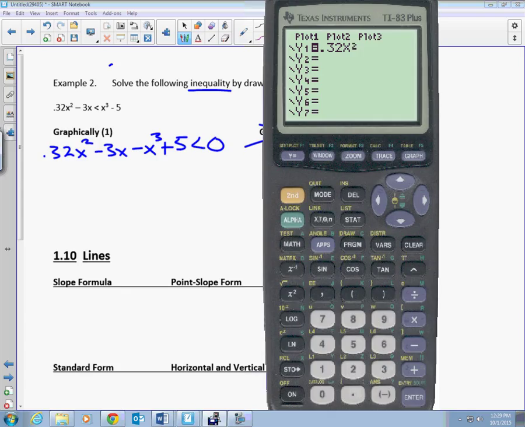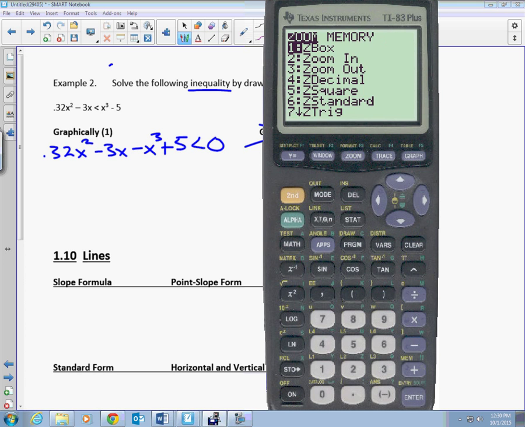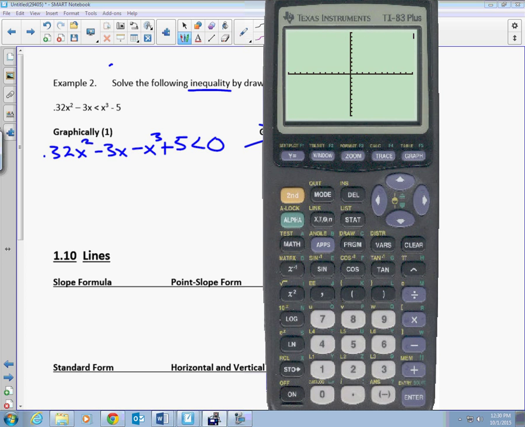0.32x squared minus 3x minus x to the third plus 5. Before I press zoom standard, I want you guys to tell me, what does it mean for a graph to be less than 0? It means I'm below the x-axis. So we're wondering, where is this graph below the x-axis? Zoom 6. There's my graph. Looks like it has a little bit of a cubic shape to it.